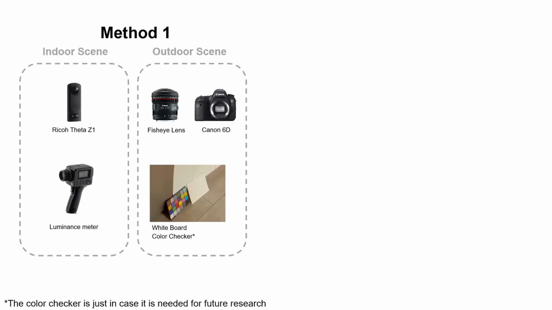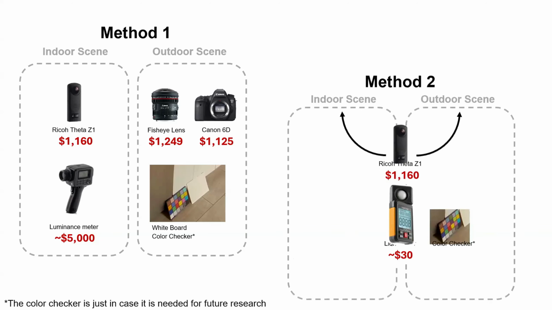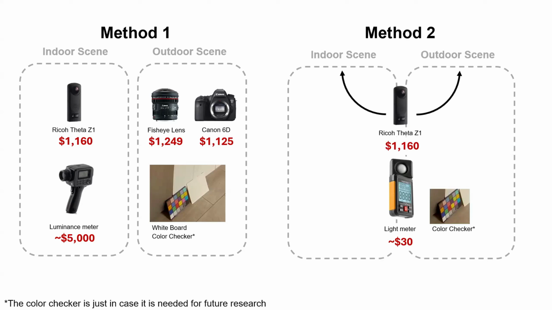All right, now I have presented this method. I did the data collection on my own, and I know clearly how much effort it takes me to capture the data because there are so many components. Additionally, if I list the price here, maybe we should simplify this. So I started to rethink how we could optimize the data collection pipeline. So we propose another low-cost approach. We use one single camera to capture both indoor and outdoor images, and then use a much cheaper light meter to do photometric calibration. Now the price is much lower.